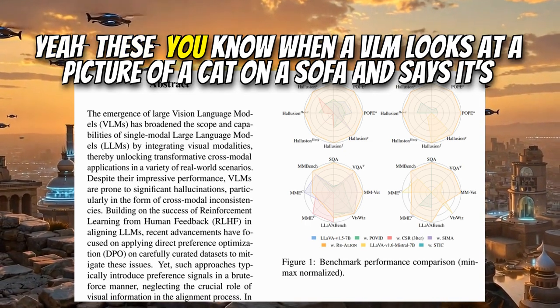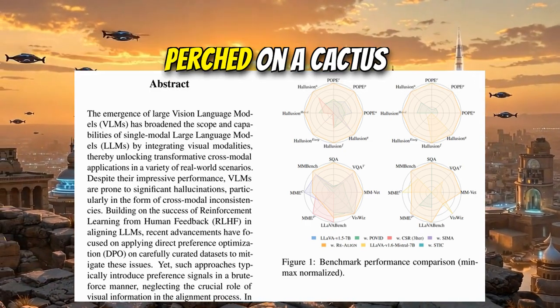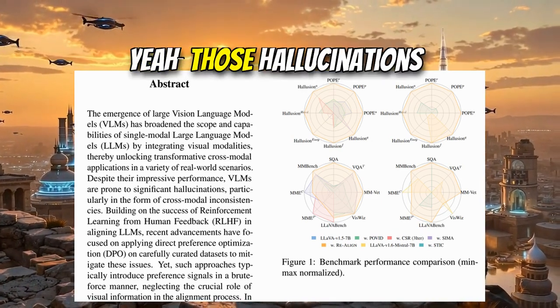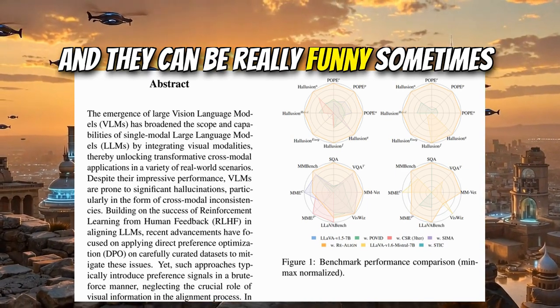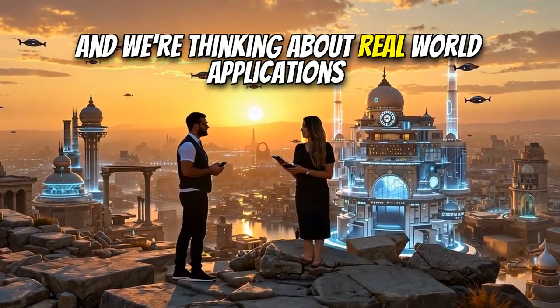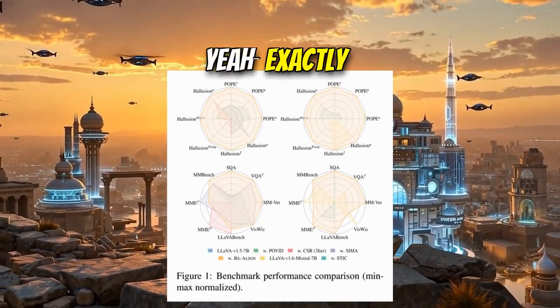You know, when a VLM looks at a picture of a cat on a sofa and says it's perched on a cactus? Right, exactly. That's the kind of thing we're talking about here. Those hallucinations can be really funny sometimes. But obviously, they can be pretty serious if we're thinking about real-world applications. If you're using it for something important and it starts hallucinating. Yeah, exactly.